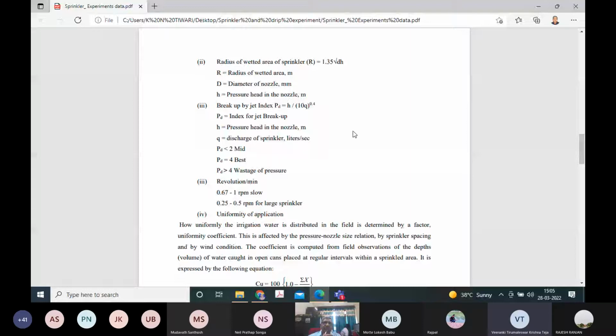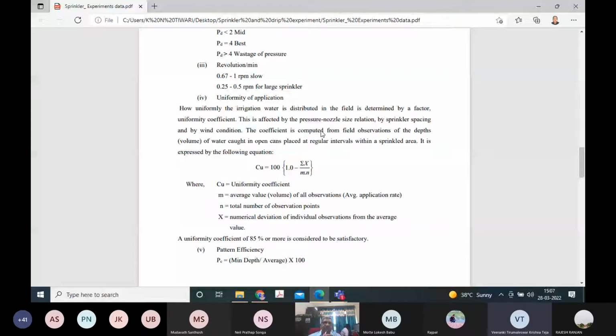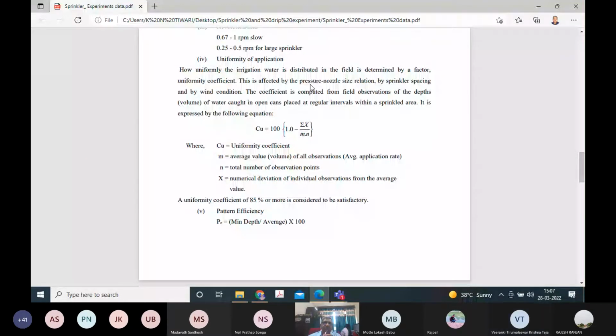Now, a very important parameter of water. Just a few minutes back, I was telling you how uniform water is being supplied. So we need to divide the area where the sprinkler is spreading the water. A quarter or half circle we can divide into a number of grids. These grids could be of 1 meter or 1.5 meter square shape, and then you place the cans, and you collect water.